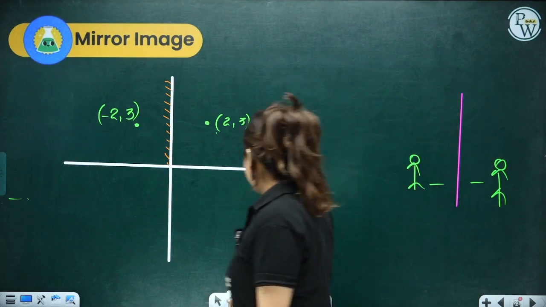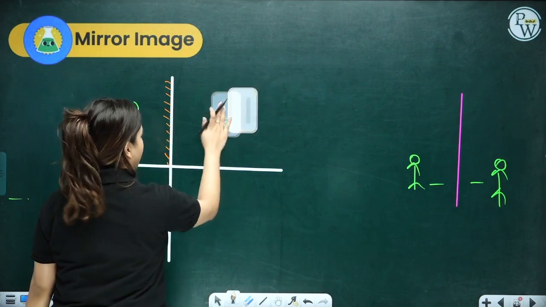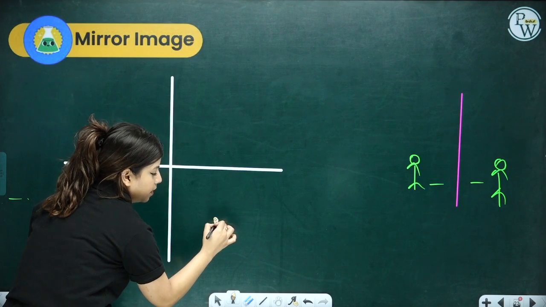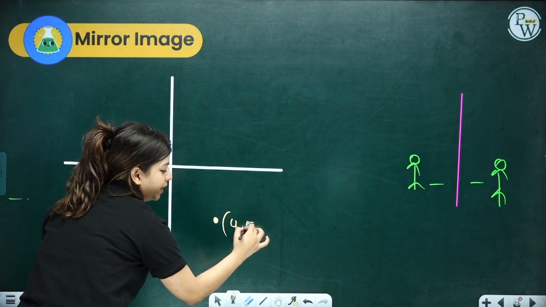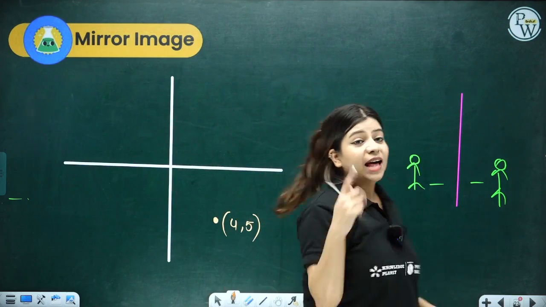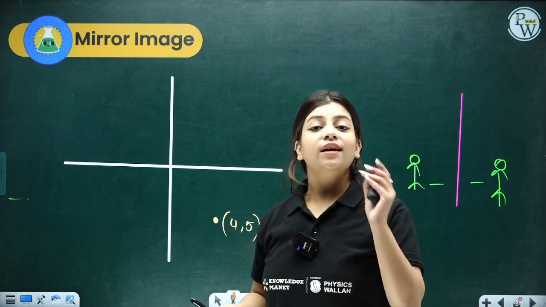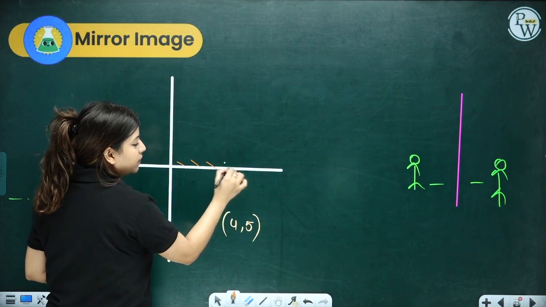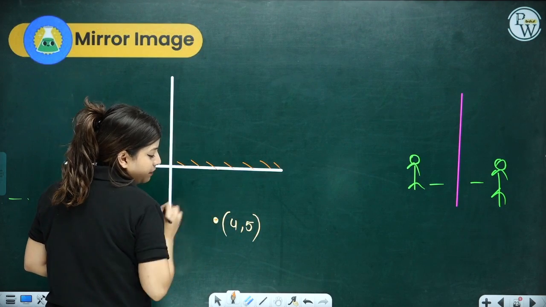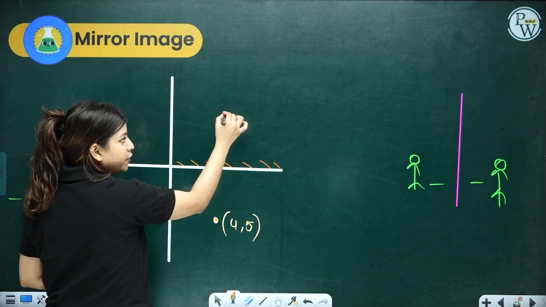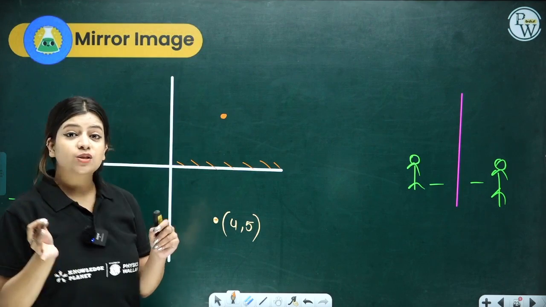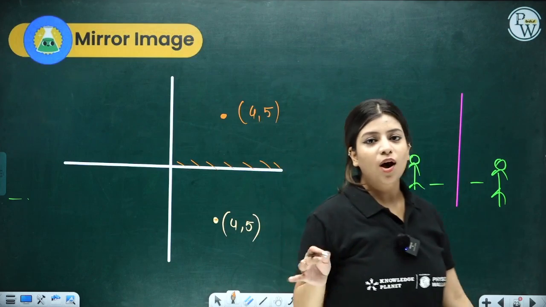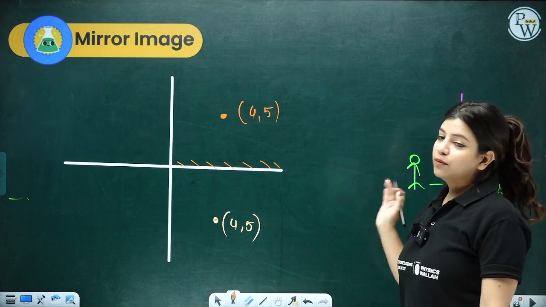Now, for example, if there is a point located over here, and this point is (4, 5), and I ask you to calculate its mirror image on the x-axis. For this point, the x-axis will act as a mirror, and the point which was here will be located here in the fourth quadrant. Students, simply this is how we can do the mirror image.